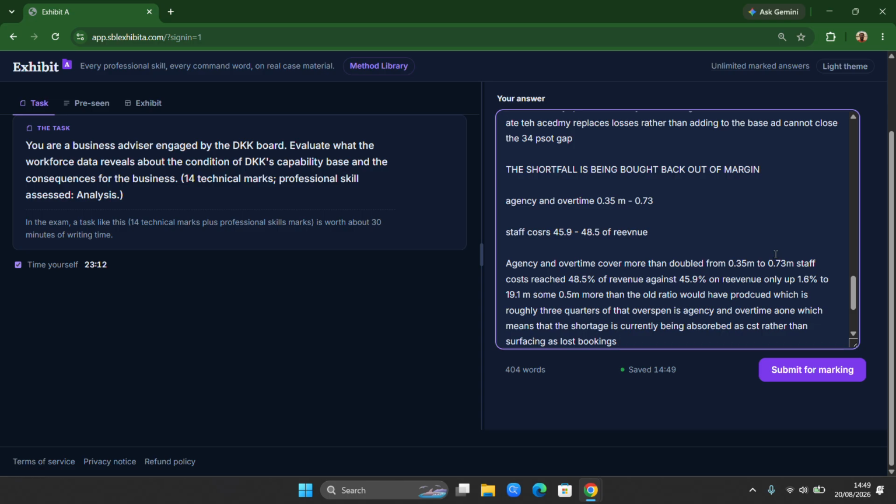So there it is. It's showing up as cost, not as lost bookings. That's the more comfortable of the two. So naming which mechanism is running beats saying something got worse every time. So next we have another point.